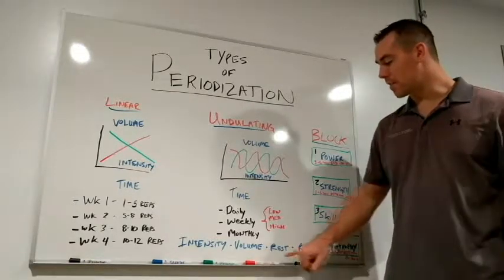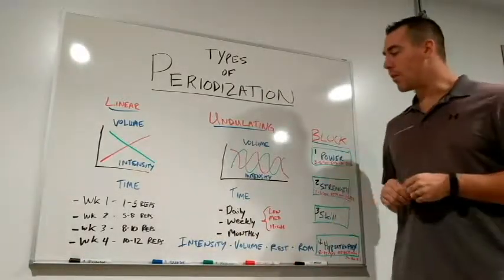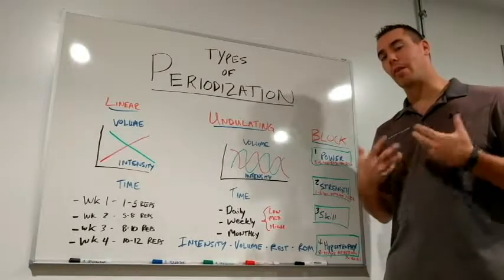You can modify range of motion, rest, volume, or intensity, and switch all those around to create a smart, scientific game plan or approach to your goal.